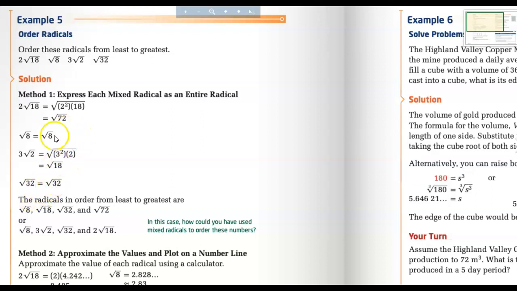So once you have these numbers in entire radicals, then you can just compare them from smallest to biggest, right? So the order is square root of 8, and then square root of 18 is bigger, square root of 32, and square root of 72. Then we have the order. We're done. And then you can basically get the original answers here. So they also said this was square root of 8 originally, and then this was the mixed radical, etc. So just reconvert it to the original form. Okay.